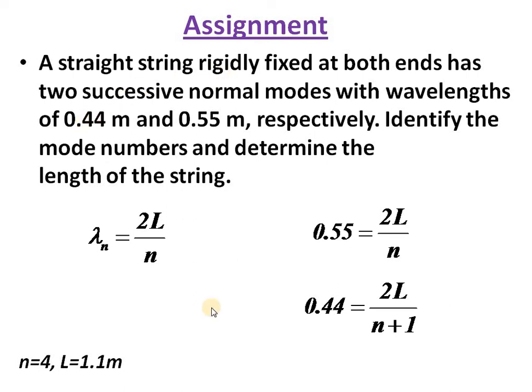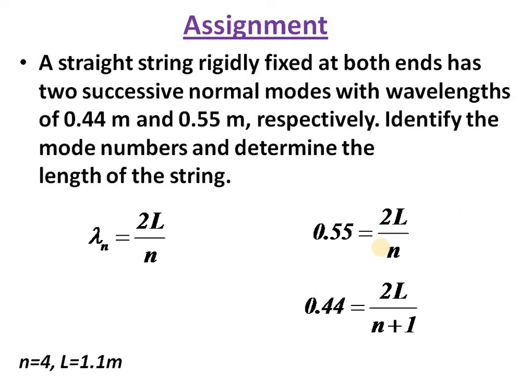So with that concept in mind, you can apply the given values to the two equations and solve them. When you solve these two equations, you will get the value of n, that is the mode number. Then you can write the mode number for 0.44 meter and the mode number for 0.55 meter. That is the first part.